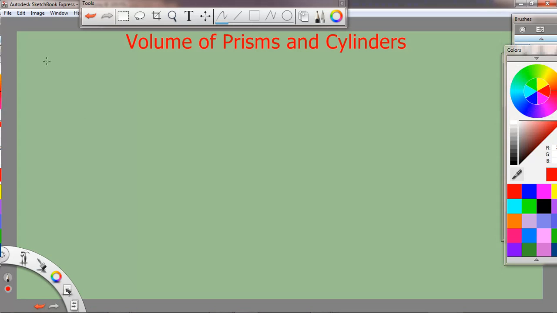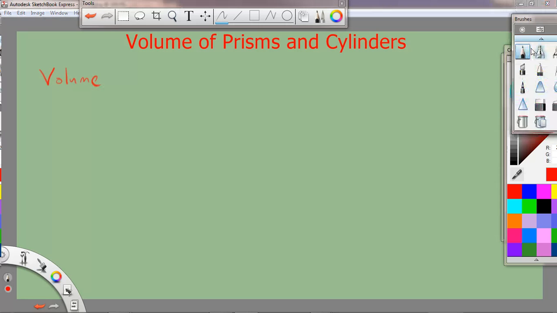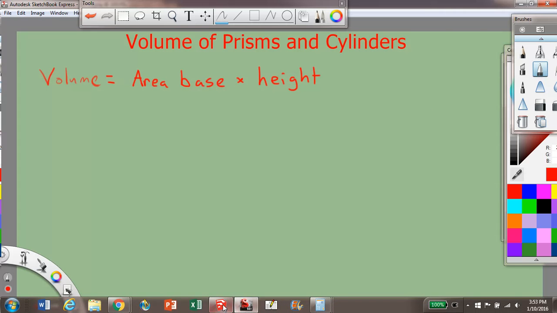Let's get red here. So the volume of any prism or cylinder is always going to be the area of that base you started with. Okay, so the first thing we're going to do is find the area of that shape that we started with. So it could be a rectangle, it could be a triangle, it could be a circle. And then once we have that area, we are going to multiply that times the height of the prism or cylinder. Okay, and that's how far up we stretched the shape.